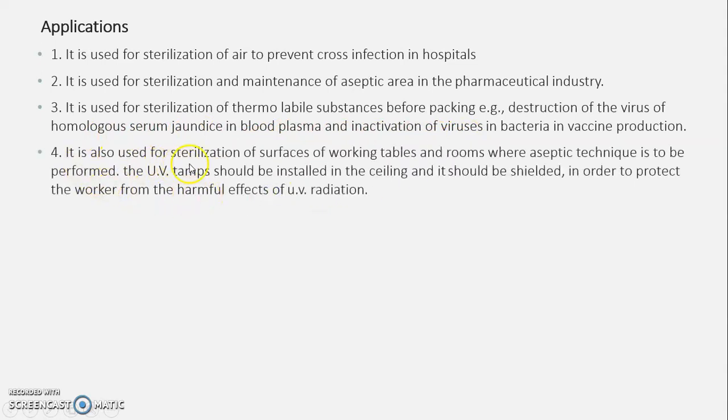It is also used for the sterilization of the surface of working tables, rooms where the aseptic technique is to be performed. The UV lamp should be installed in the ceiling and it should be shielded in order to protect the worker from the harmful effects of the UV radiation.